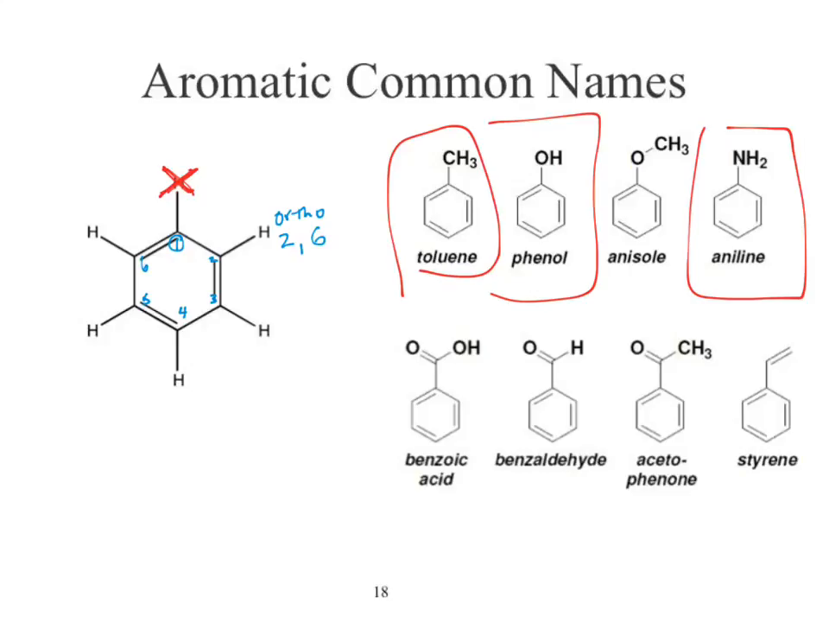Okay. Where's our meta position? 3 and 5, and our para at position 4. Okay? So it really does sound like you will only be seeing the numbered positions. So work with and make sure you know where those numbered positions are.